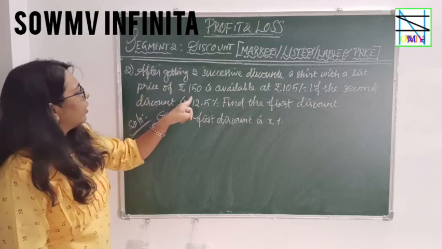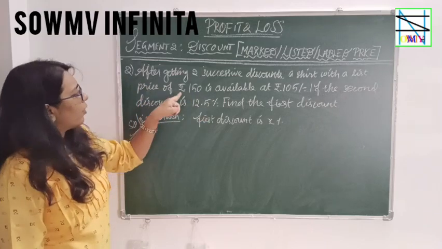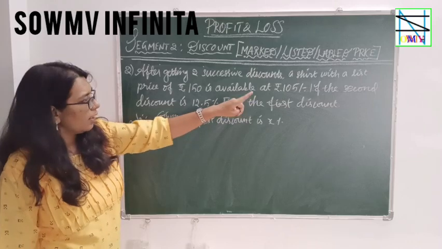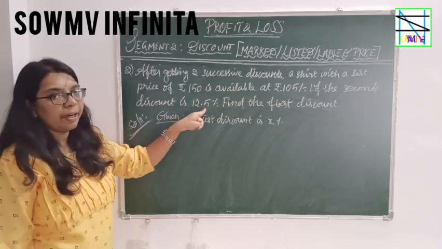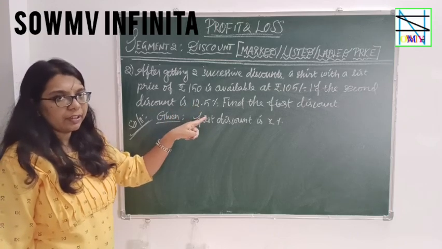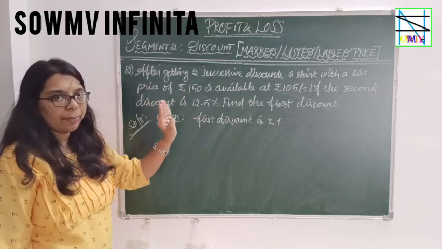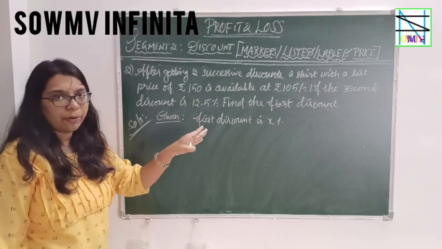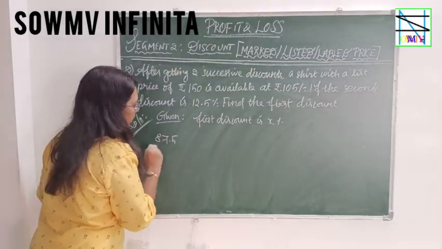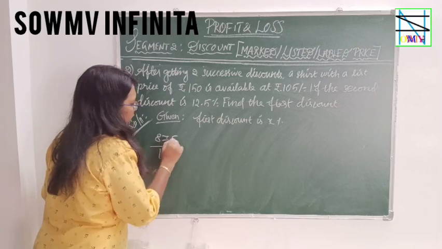Okay, so here a list price of 150 rupees is available at 105 rupees. The second discount is 12.5%. That means second discount is 12.5%, that is 100 minus 12.5 is equal to 87.5. Therefore, 87.5 divided by 100.